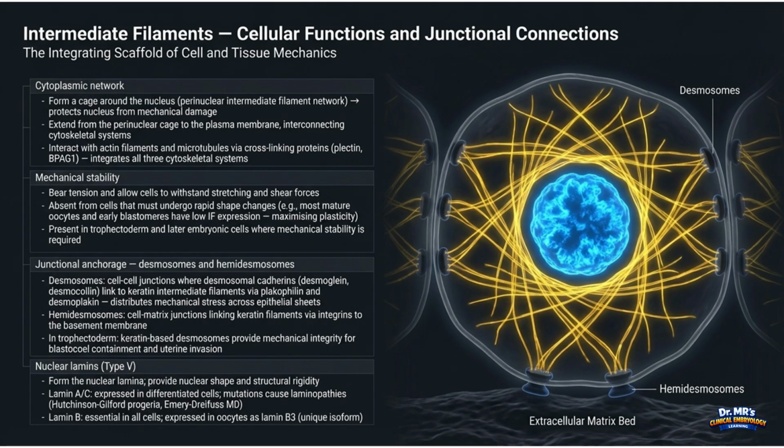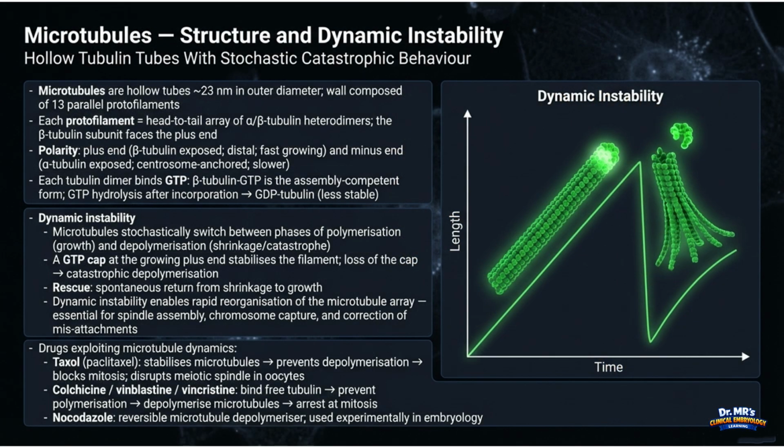So we've covered the dynamic actin treadmills and the stable IF ropes. Now we have to contrast all of that intense stability with the most volatile, explosive, and frankly dangerous structures in the entire cell, microtubules. Let's dive deep into their structure and this bizarre phenomenon of dynamic instability.